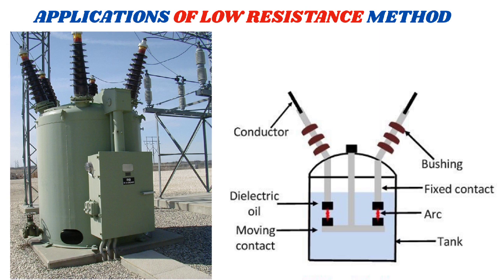2. Power system protection. The low resistance method is used in power system protection applications, where high-speed fault clearance is required to maintain system stability. 3. Specialized circuit breakers. The low resistance method is used in specialized circuit breakers, such as generator circuit breakers, where high-speed fault clearance is required to protect the generator.